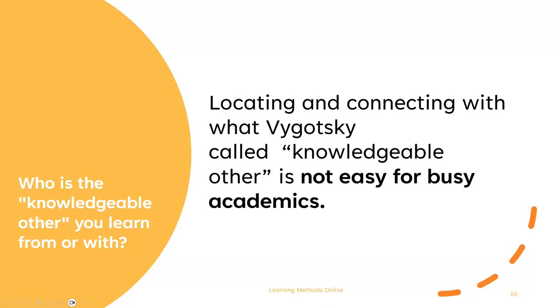And it seems that locating and connecting with what Vygotsky called the knowledgeable other isn't always easy for busy academics. Sometimes the knowledgeable other might be a world-renowned expert. Sometimes the knowledgeable other or others might be peers in a community of practice who just happen to know more about something than we do, or be more steeped in particular kinds of practices than we are, which raises the question: who is the knowledgeable other that you learn from or with?